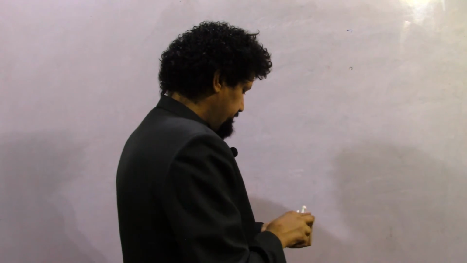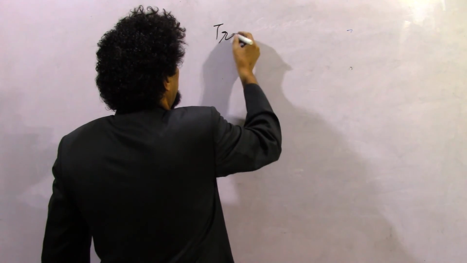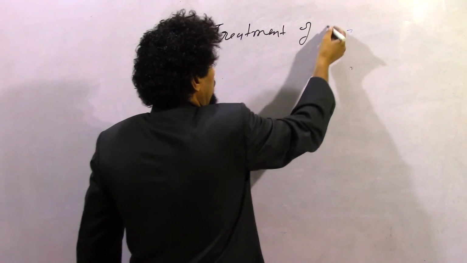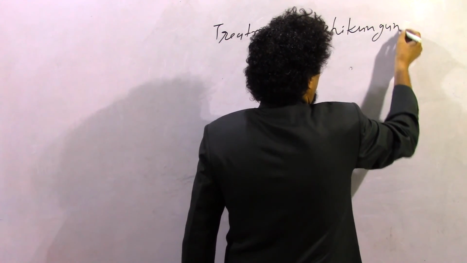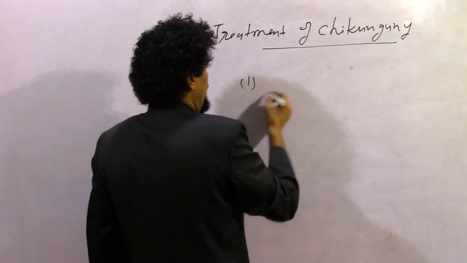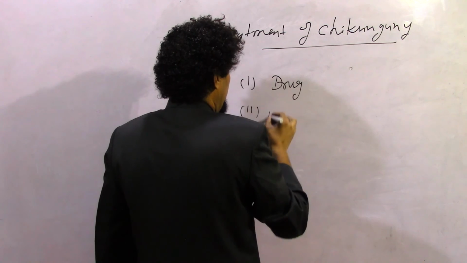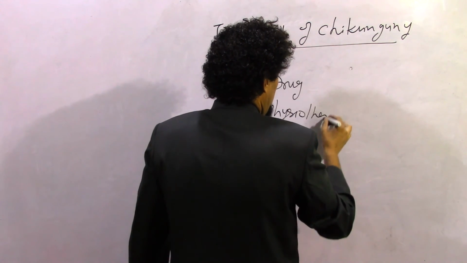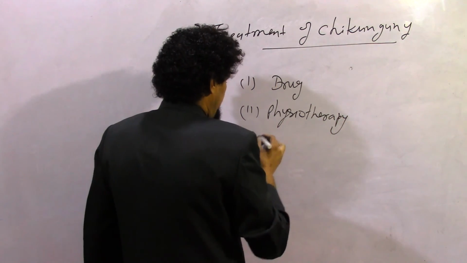The treatment of chikungunya. Treatment is having two parts. One is the drug part and the other the physiotherapical part. And the third is the supportive treatment.